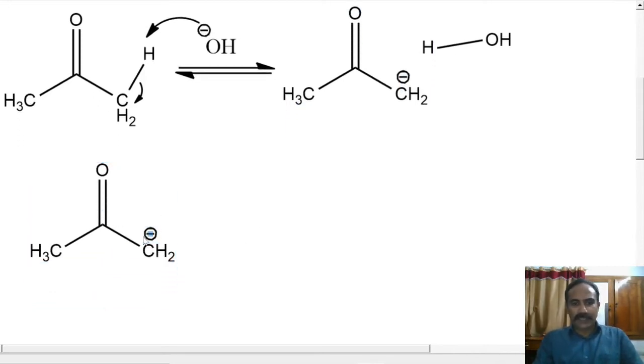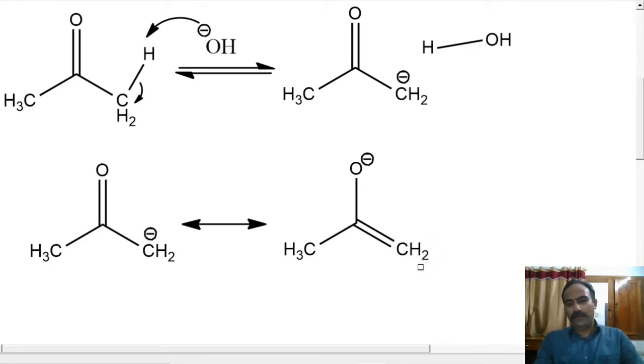This carbanion has a resonance structure. This is the resonance structure of this carbanion. And that's why this hydrogen is acidic, because the carbanion has a resonance structure, or is resonance stabilized. Because as this species is stabilized, this compound is relatively acidic, and a base can pick up a proton from this molecule. We can safely say this one is more contributing to the resonance hybrid.